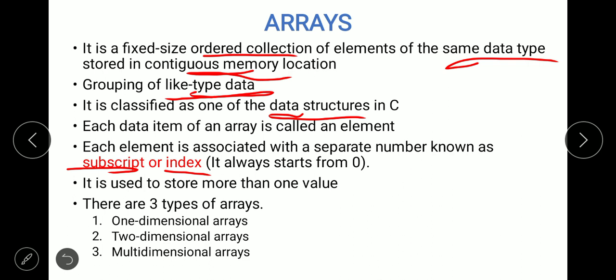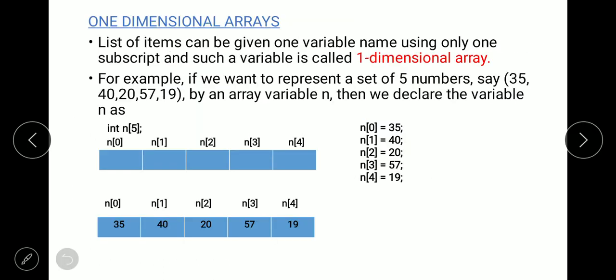These arrays are divided into three different types: one dimensional arrays, two dimensional arrays and multi-dimensional arrays. In today's lecture we are going to study the one dimensional array. Let's see what a one dimensional array is. One dimensional arrays are defined as a list of items that can be given one variable name using only one subscript. So they are nothing but one variable name using one subscript.